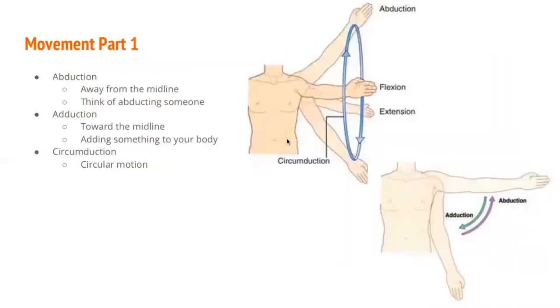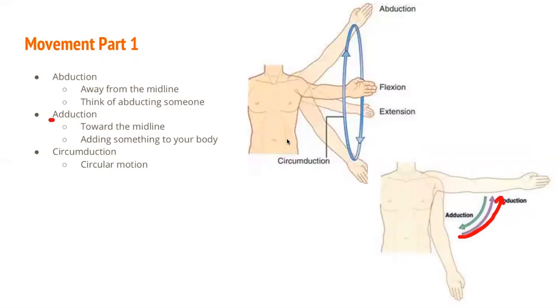So let's first talk about some different types of movements. Abduction is when you're taking something away from your midline. So if you use your arm for an example, if you just hang it there on your side for a minute and then you take it away from your midline, you're going to be abducting it. Just think of someone who's being kidnapped. They're being abducted. They're taken away from their family. Abducted, you're taking your arm away from your midline. So that's shown here by this purple arrow.